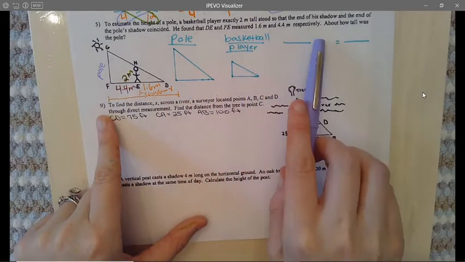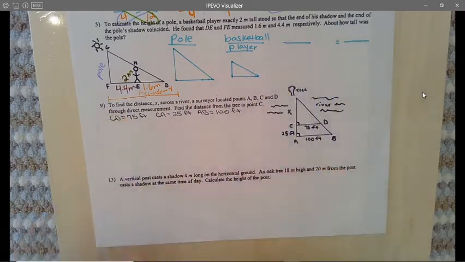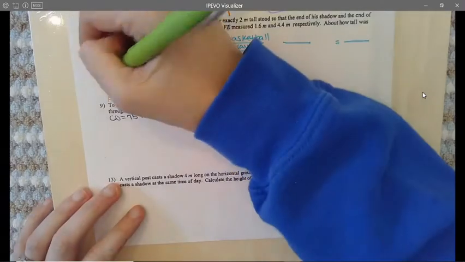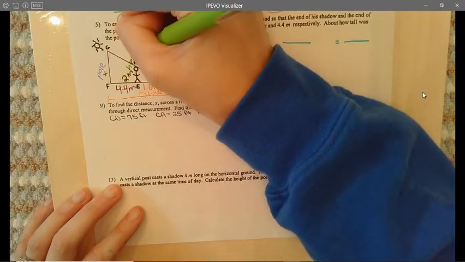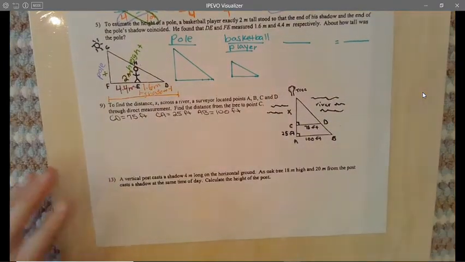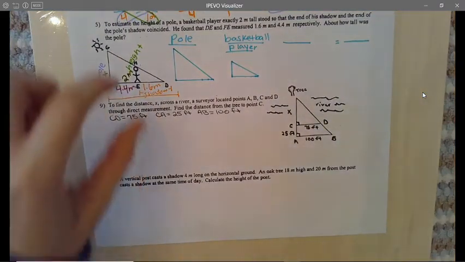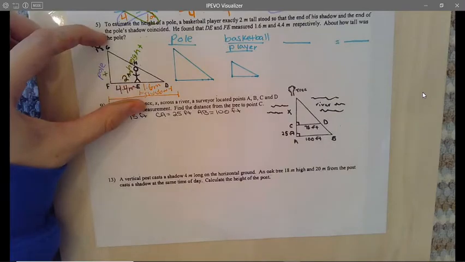And then we want to know how tall the pole was. I don't know the pole's height, so I'm going to put X. This is the height of the basketball player. So if you see, there's a lot going on in this problem. We have a little triangle and we have a big triangle.